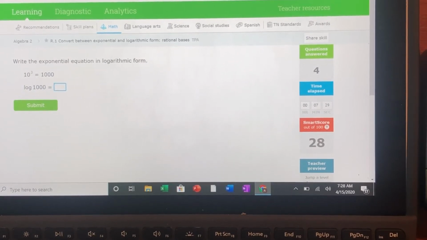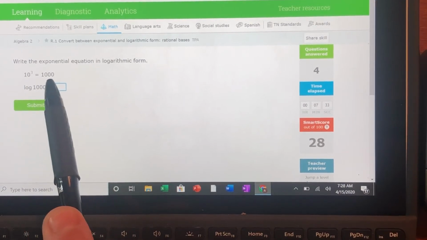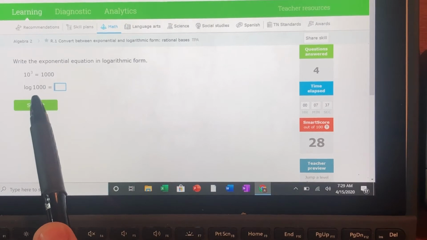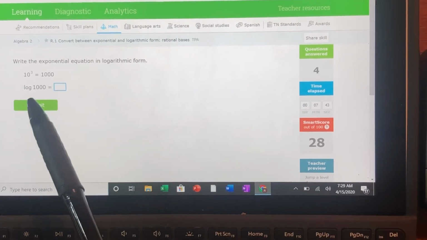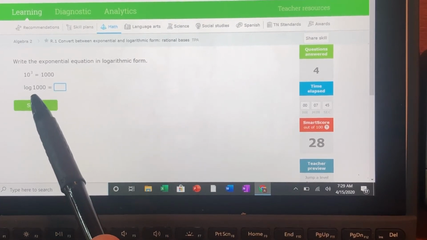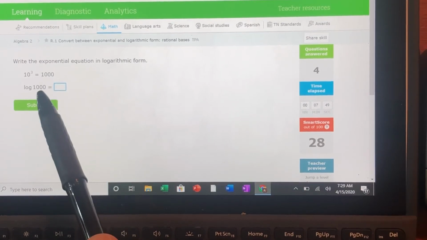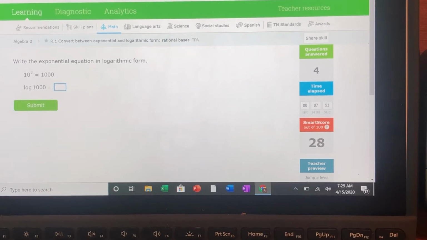So I think you get the idea. What happens if there is no base? Well, this one says 10 to the third power is equal to 1,000. When it says log and there is no number where the pen is pointing, that means it's a common logarithm and that means it's base 10. So there's a little invisible 10 right there where the pen is pointing. So 10 to what power is 1,000? In this case, they want the exponent. They want the logarithm, which is 3.